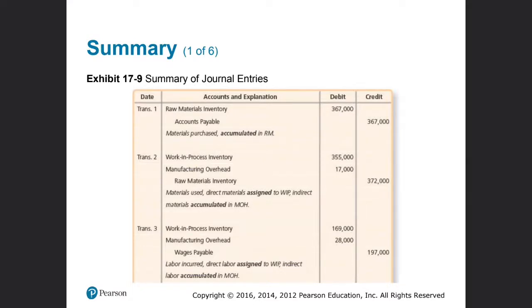This third transaction, we debited our work in process inventory account, debited our manufacturing overhead account, and credited our wages payable account for $197,000. And then again, we have this wonderful note here that's just telling you why we made those debits and those credits to those particular accounts. And these all correspond with the transactions that we just went through on the prior slides, transaction 1, 2, and 3.